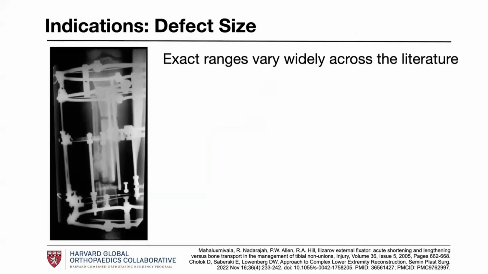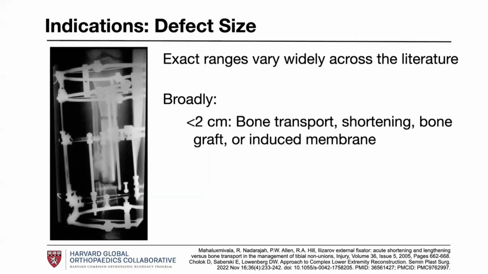How big is the bone defect? You'll see multiple ranges published across the literature. They vary widely. But broadly speaking, we tend to break them up into three separate categories. Bone defect sizes that are less than 2 centimeters are suitable for bone transport. That'd be a great first case if you're new to bone transport. Other things that could be considered too are shortening of the limb, bone grafting primarily, or doing a Masquelet-induced membrane.